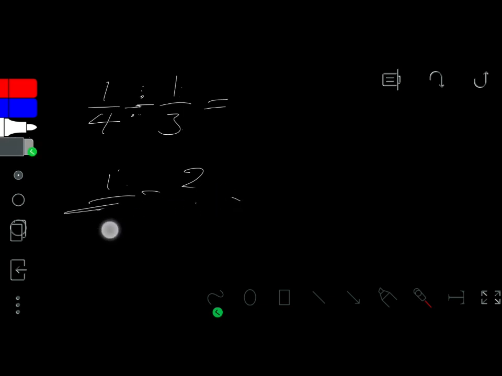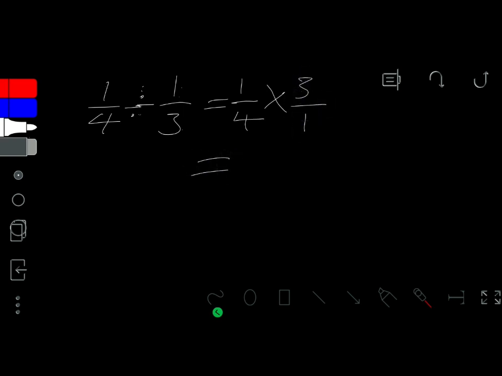Okay, let me show you something. This division symbol, for you to change it to multiplication, what will happen is you put your multiplication symbol, then 3 will go up and 1 will come down. So you have 3 times 1, 3. 4 times 1 is what? 4. This will be your answer.